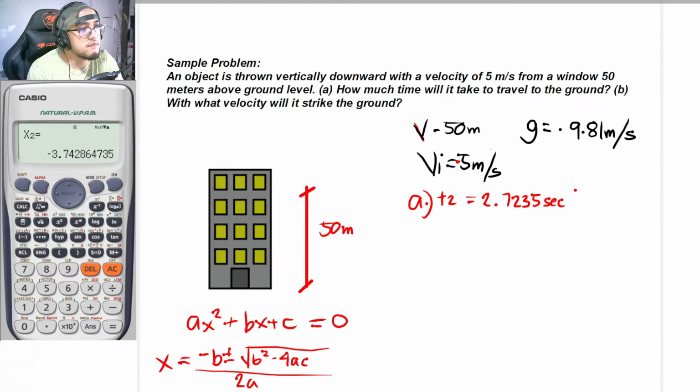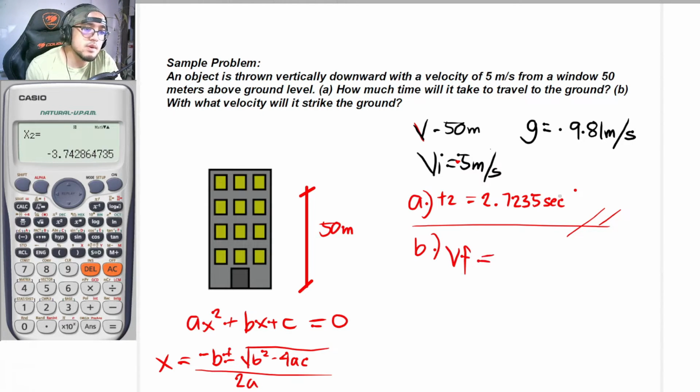Okay, so moving forward, that is for letter A. But what about letter B? For letter B, this is fairly basic, same old, same old. For your final velocity, since we already know the time, this is basically VI plus AT. And our acceleration should be the acceleration due to gravity.